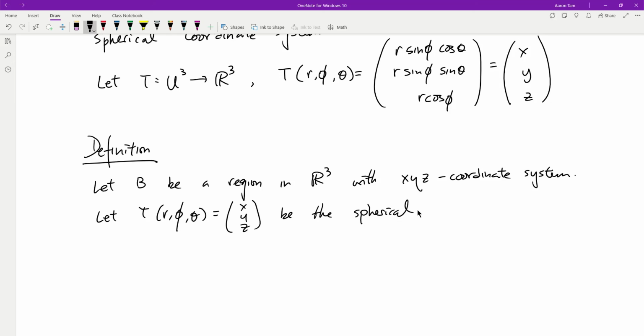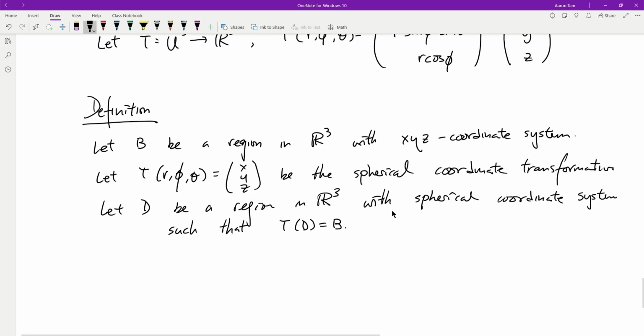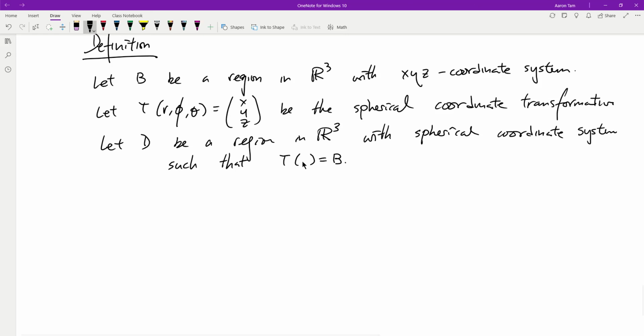I'm not going to rewrite that, I just wrote it up there. And of course, we're going to define a corresponding region to B. So let D be a region in R3 with the spherical coordinate system, which means D is actually in R, phi, theta space, such that we know that T of D is equal to B. So once again, what does that imply? It implies the following.